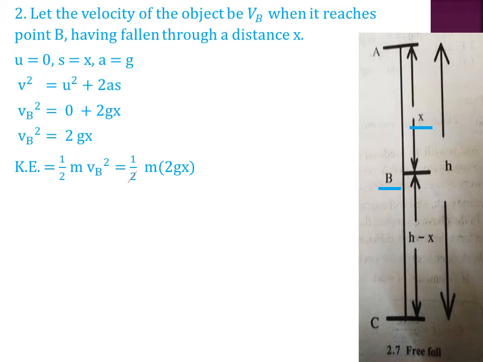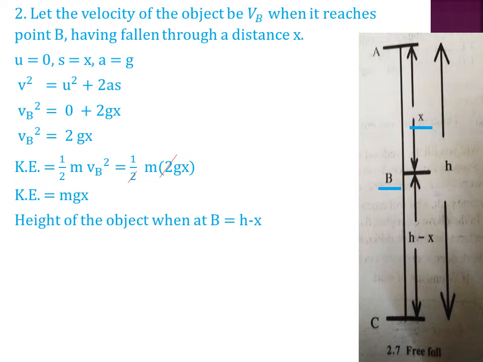Now, the height of the object when it is at B will be equal to total height minus x. So it will be h minus x. We know potential energy is equal to mgh. So, instead of h, we will write h minus x. We will open the bracket. So potential energy will become mgh minus mgx.